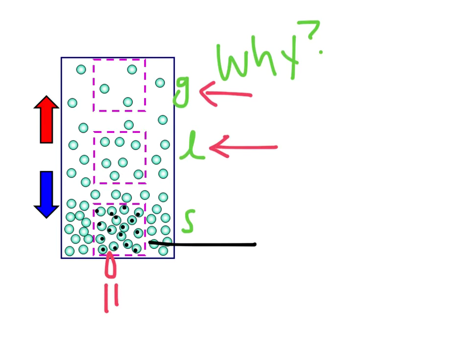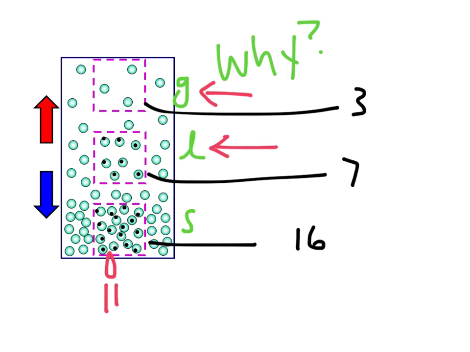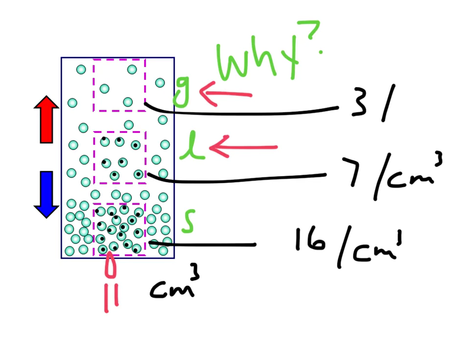In that little box there are 16 particles, 7 over there and 3 over there. So we say that that box represents 1 cubic centimeter. So in the solid it has 16 per cubic centimeter, 7 per cubic centimeter, and 3 per cubic centimeter.